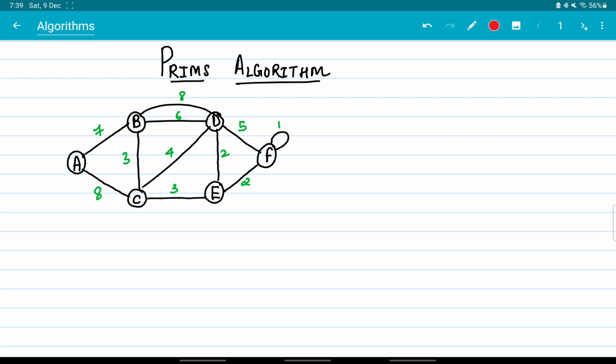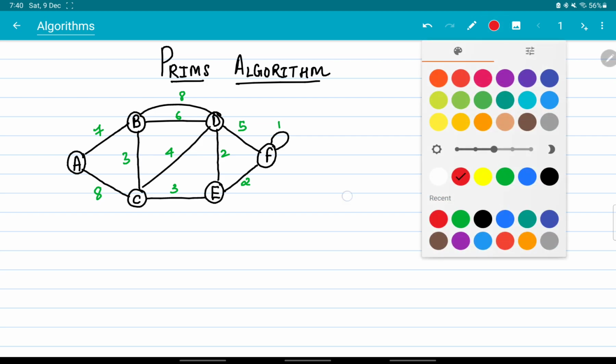So in today's video, we'll be discussing Prim's algorithm. Now, Prim's algorithm is a way by which we can find the minimum spanning tree for a given graph. So here you can see I have taken a graph and we'll try to find the minimum spanning tree for this graph. So basically a graph can have many spanning trees, but here in this case, we'll be finding a minimum spanning tree. Now what's a minimum spanning tree? That we'll be getting to know very soon.